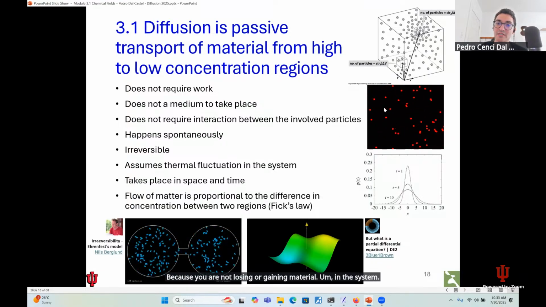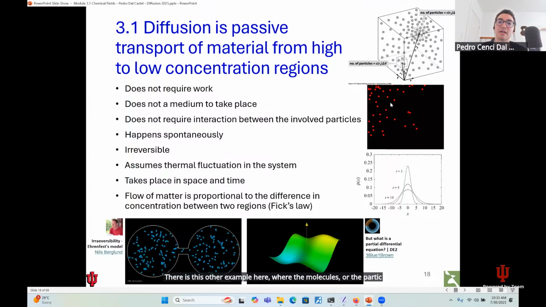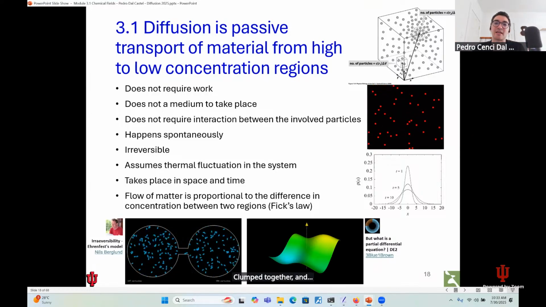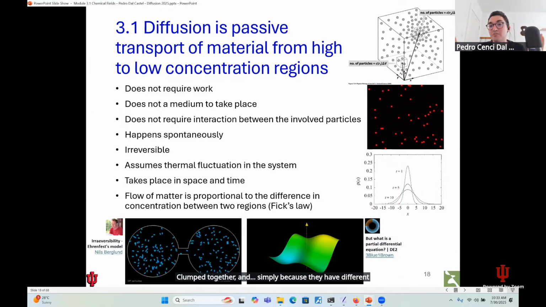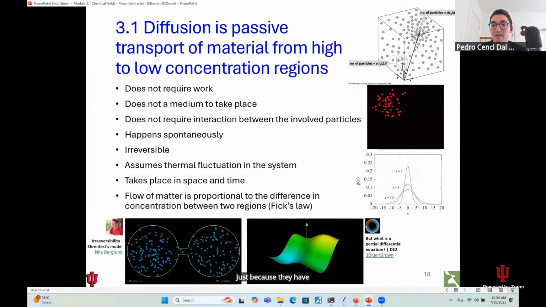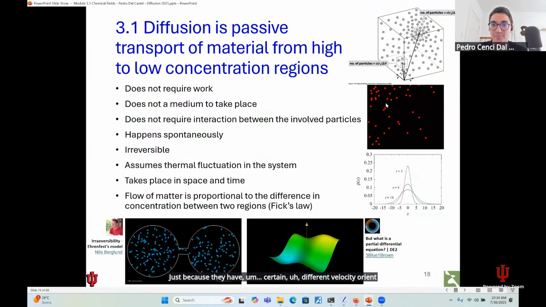There is this other example here where the molecules or the particles start clumped together, and simply because they have different velocity orientations, they don't need to interact. Just because they have certain different velocity orientations, they bounce around and spread out.